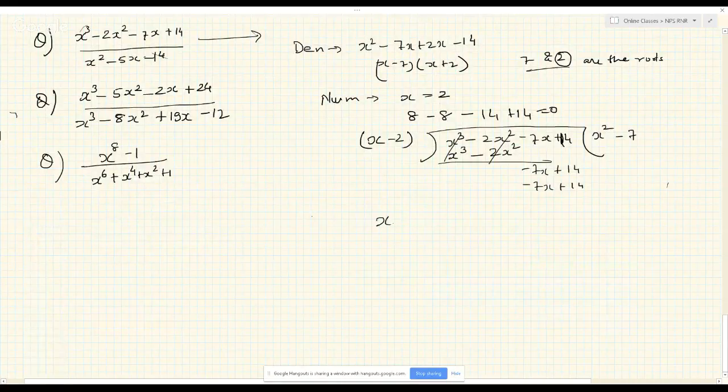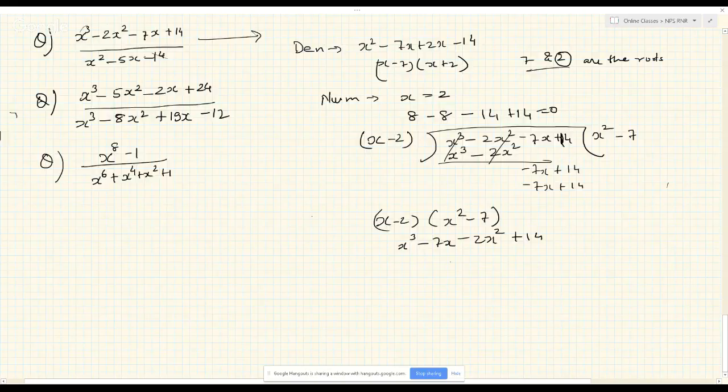x minus 2 times x squared minus 7 is what? What would you get? x cubed minus 7x minus 2x squared plus 14. Yeah, you're getting it. x cubed minus 2x squared minus 7x plus 14, right? So this is the factorization. So x minus 2 into x squared minus 7 is the factorization now.